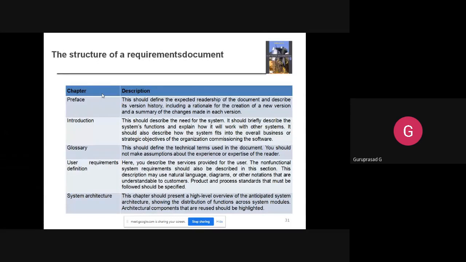Okay, please go through this. This table is there. But remember that point, because you have to follow the same format here.